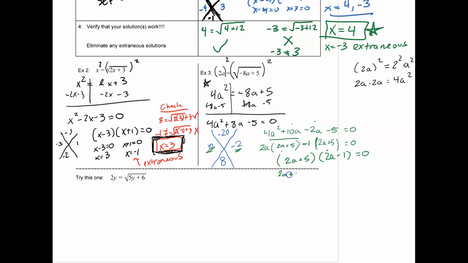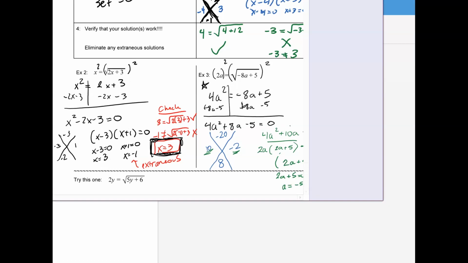We set each factor equal to 0. Something that if you don't write down, sometimes we tend to forget how to solve these. We subtract 5 and divide by 2. A equals negative 5 over 2, or maybe you're going to write down negative 2.5. Or we add 1 and divide by 2, and we get 1/2, or maybe you'll write down positive 0.5.